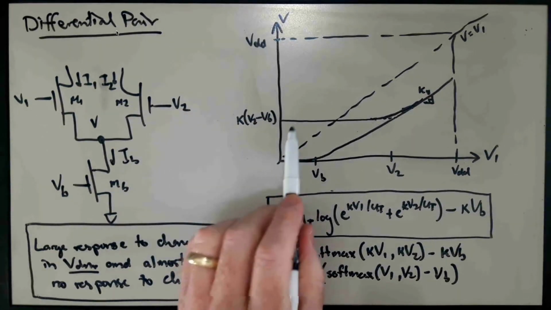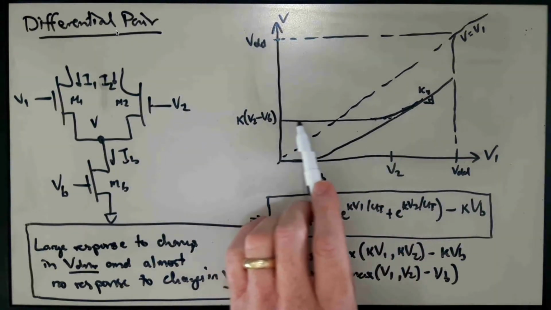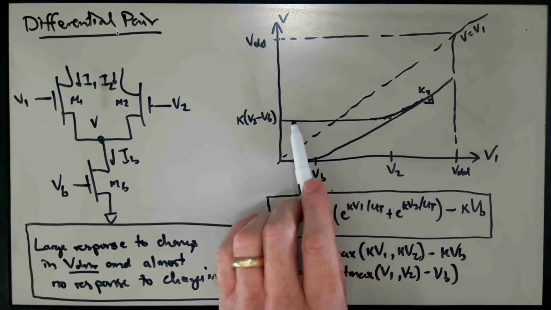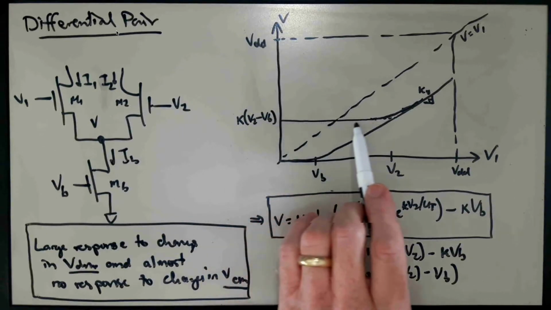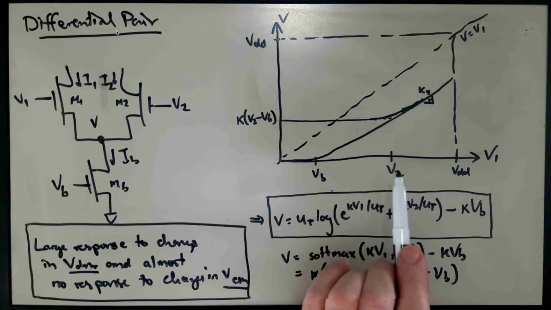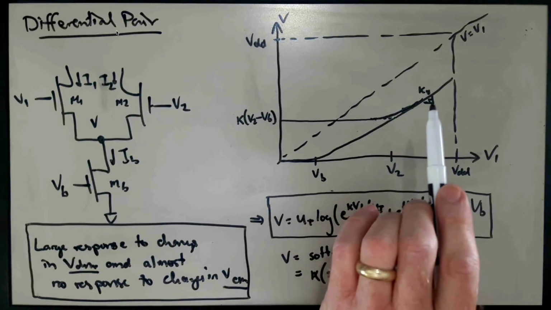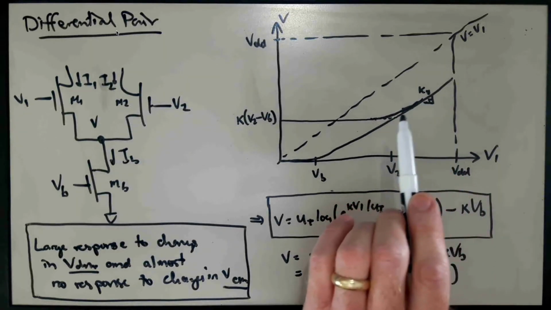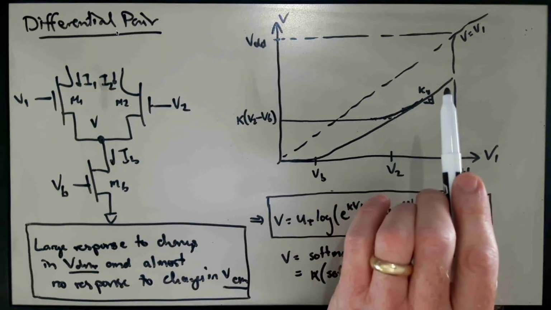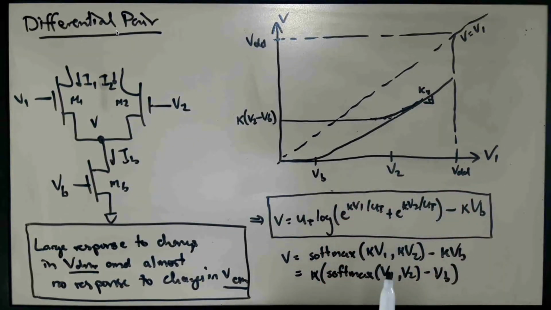So just recapping here. When V1 is less than V2, V is going to be at a constant value of kappa V2 minus VB. And then when V1 exceeds V2, what happens is we smoothly join up with the source follower VTC that V1 would have if M1 were just a plain old source follower. And so, sorry for the blackout there.